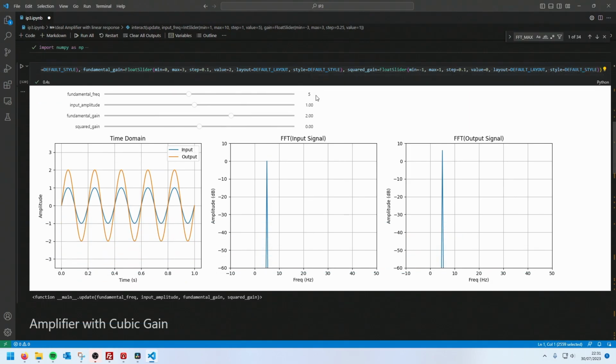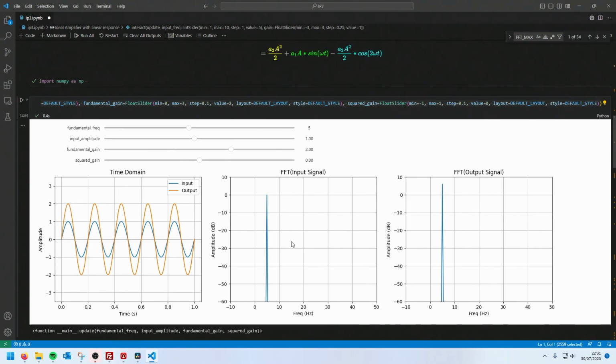So if we go back to our plot, same settings as before, except now we have this extra term for squared gain, which is currently set to 0. So we have our input signal, and we have our perfectly linear amplifier with a gain of 2. And if we look in the frequency domain, we've got our input at 5 Hz, our output at 5 Hz, 6 dB bigger.